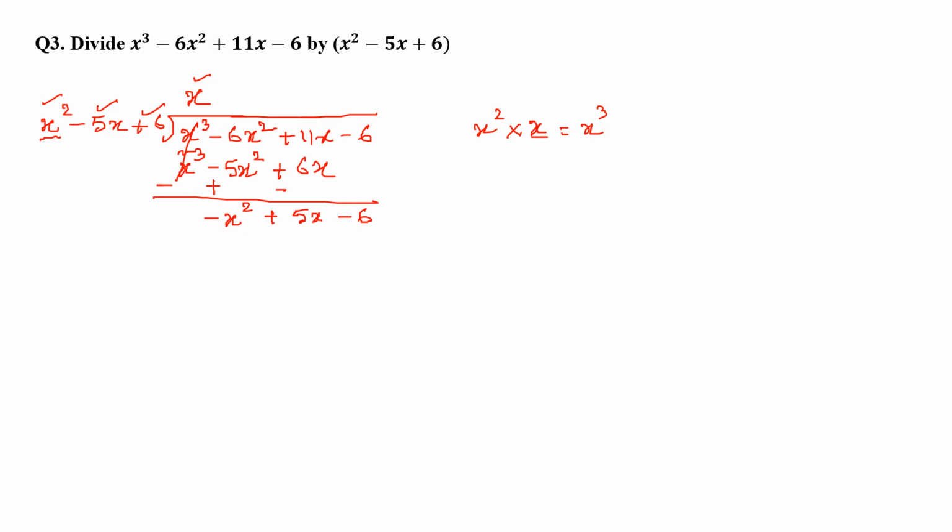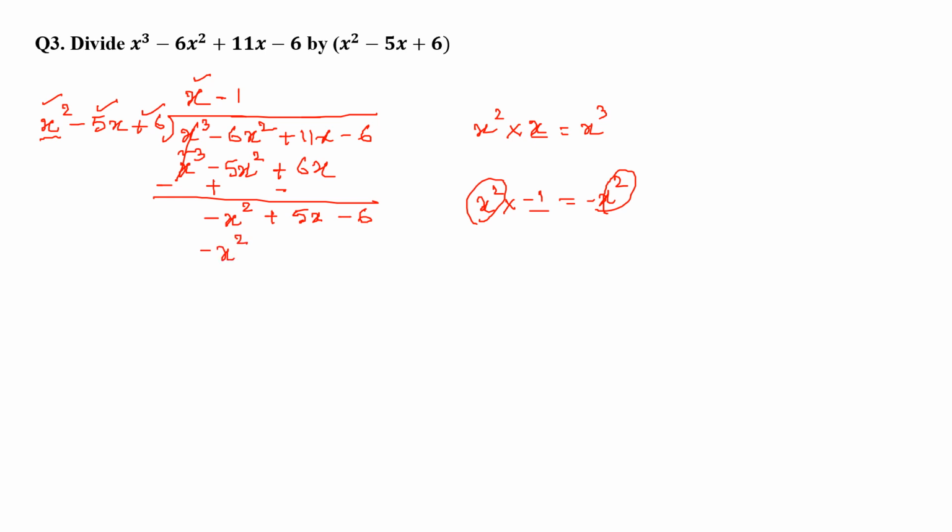So in x square, how much shall I multiply such that I will get minus x square? Here you can see x square is here also, it is here also, but there is a minus sign. It means I have to multiply by minus 1. So I have to write here minus 1. X square into minus 1 is minus x square.